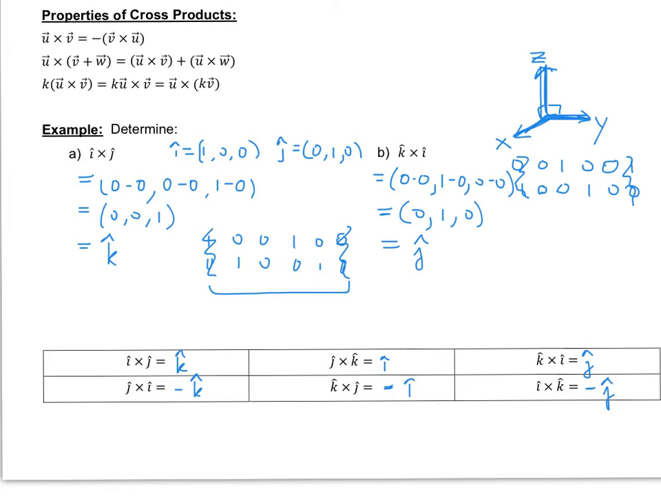So really what that means then, i hat crossed with j hat was our picture up here. j hat crossed with i hat will give you this perpendicular vector, but it's going down into the floor below you. All right, so hopefully that makes sense. Let's take a look now at getting the cross product geometrically.